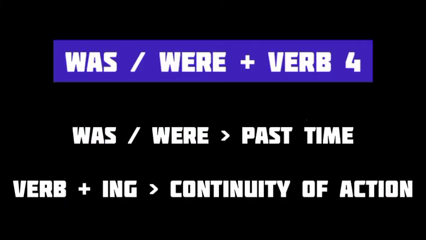In the active voice, the subject is the doer of the action. In this structure, the auxiliary verbs was and were show the past time of the action, while the ing form of the verb shows the continuity of the action.